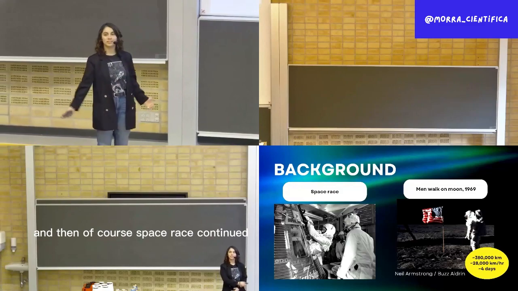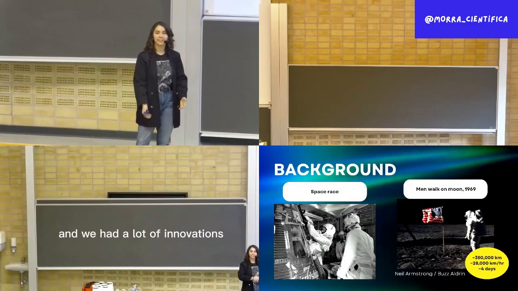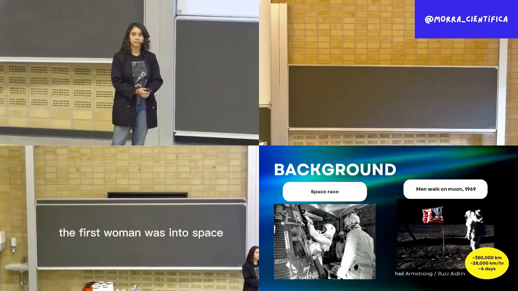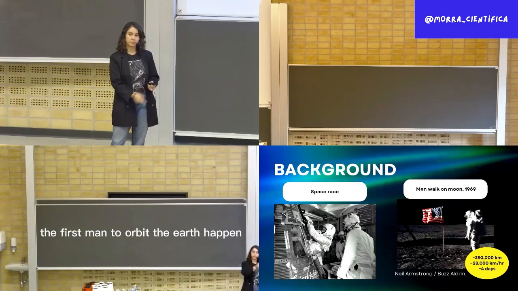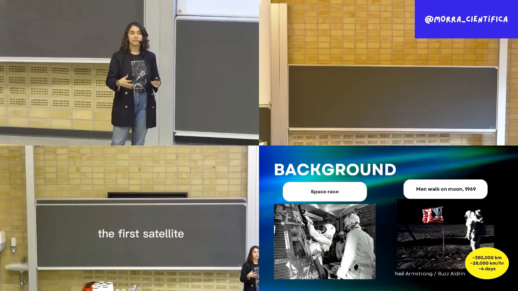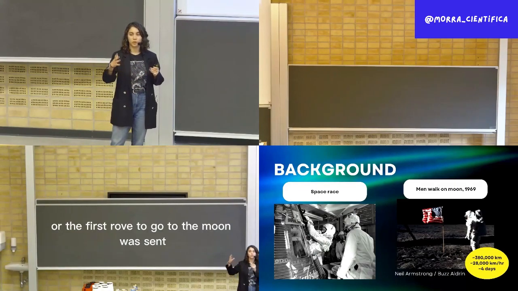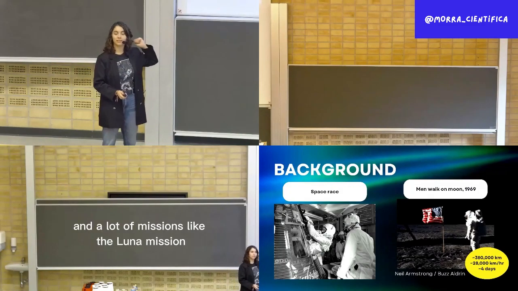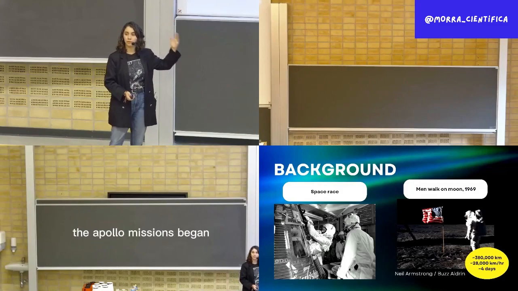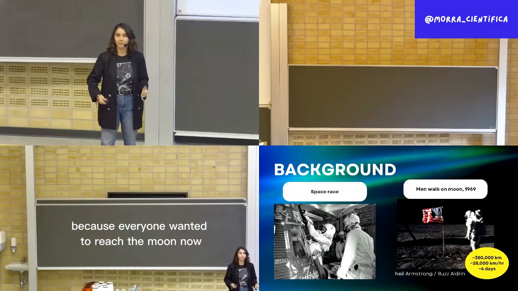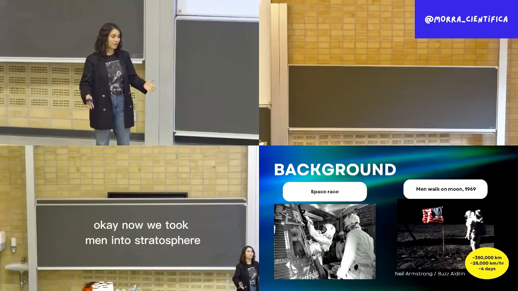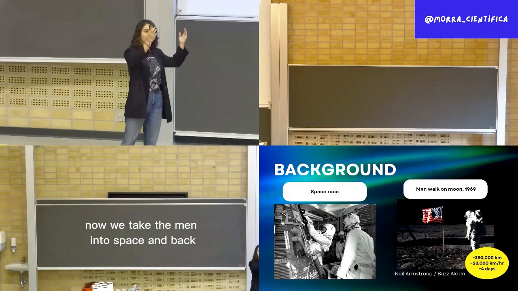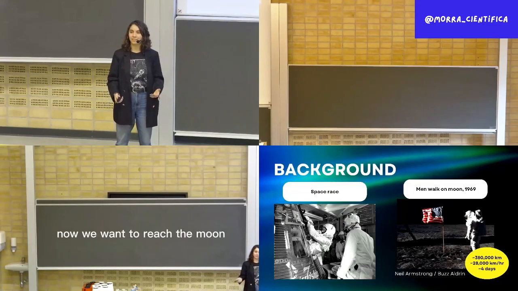And then, of course, the space race continued, and we had a lot of innovations and a lot of technology. The first woman went into space. The first man to orbit the Earth happened. The first rover to go to the moon was sent. And a lot of missions, like the Luna missions, the Vostok missions, the Apollo missions began because everyone wanted to reach the moon now. Okay, now we took a man into the stratosphere. Now we take the man into space and back. Now we want to reach the moon.